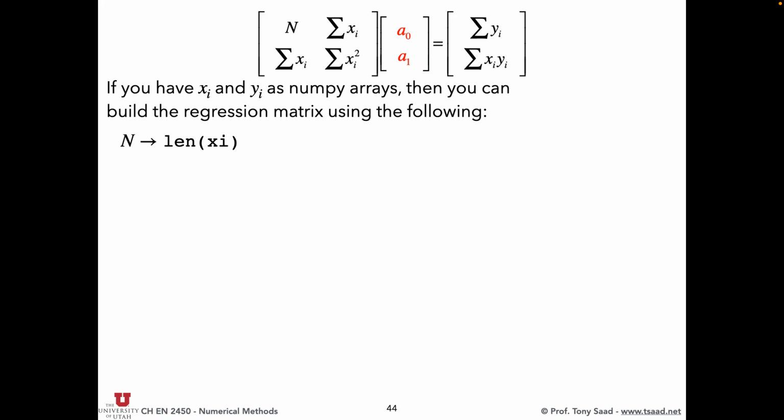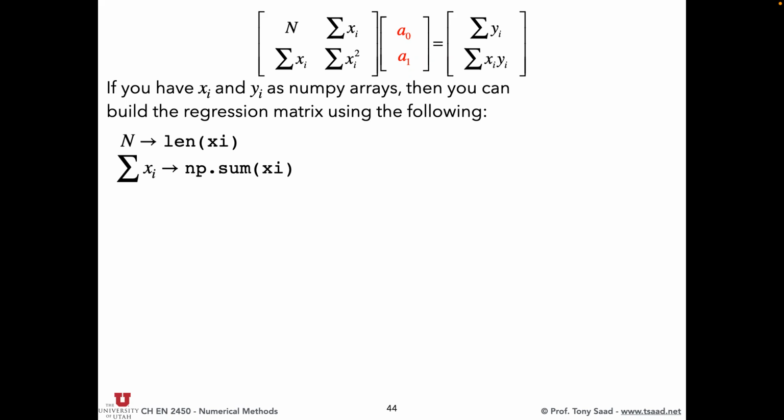Here, we're just working with lists and NumPy arrays. But this length just gets the length of that array. So that gives you n. That's the first entry in the matrix, the upper left. Then sum of xi is simply numpy.sum(xi). Can be easier, okay? So here, I'm assuming NumPy arrays, all right?